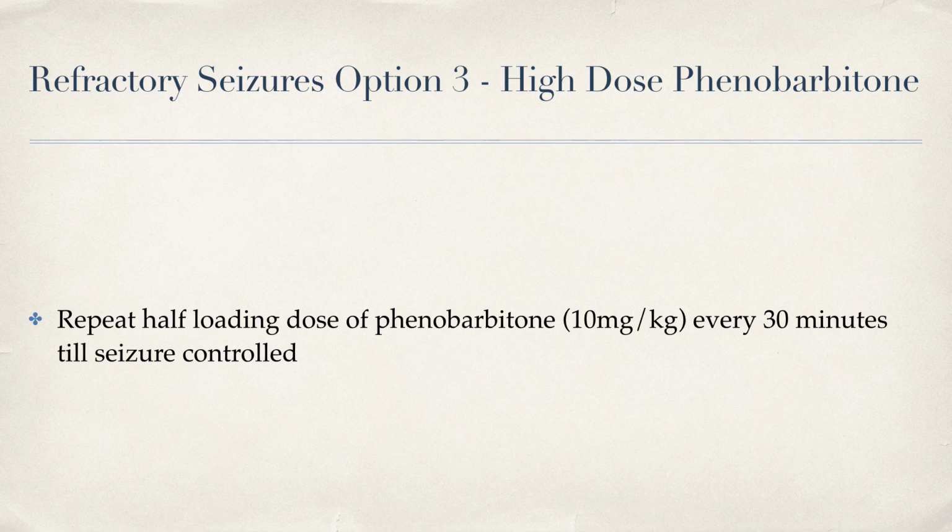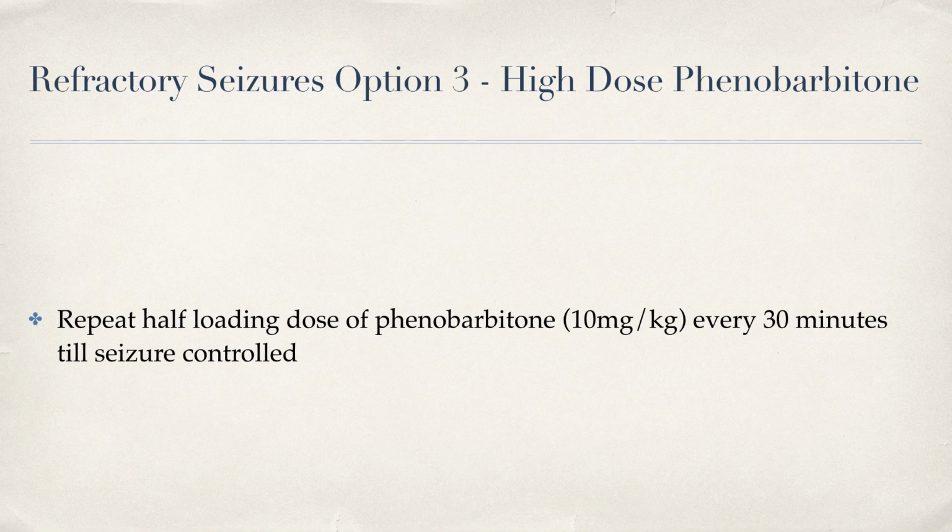So the third treatment option I want to mention for refractory status epilepticus would be high-dose phenobarbital. So with this, after administration of a normal loading dose, you just continue to repeat half-loading doses of phenobarbital, 10 milligrams per kilogram, every 30 minutes until seizure is controlled, or up to a maximum of 120 milligrams per kilogram per day. So the studies that look at refractory status epilepticus in children using high-dose phenobarbital showed serum levels as high as 343 milligrams per litre required to achieve seizure control.